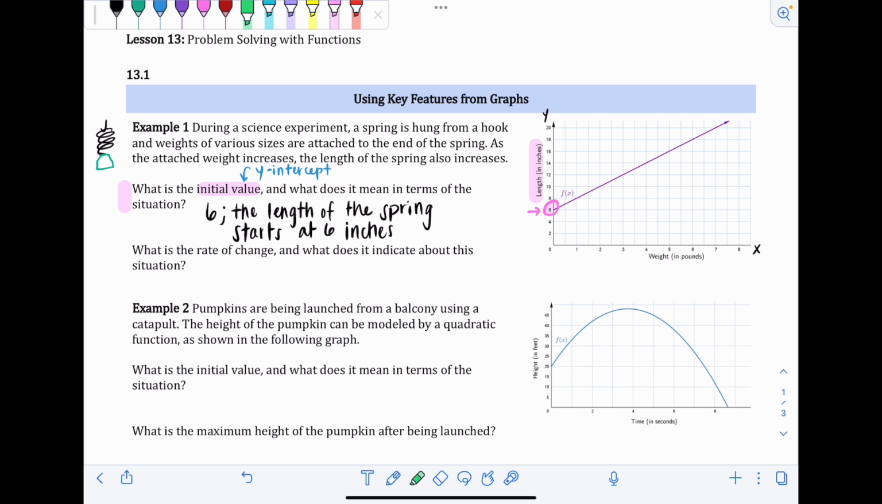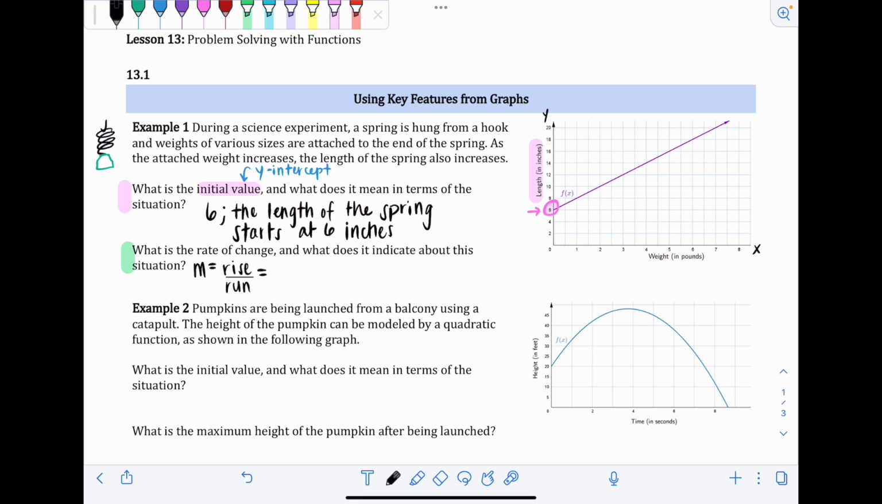Okay, so moving down to the second question, it says, what is the rate of change and what does it indicate about this situation? When we look at a graph of a linear function, the rate of change is the slope, and we interpret it as rise over run. So I'm going to say m, the letter we use to represent rate of change, is rise over run. We use that formula to find it.